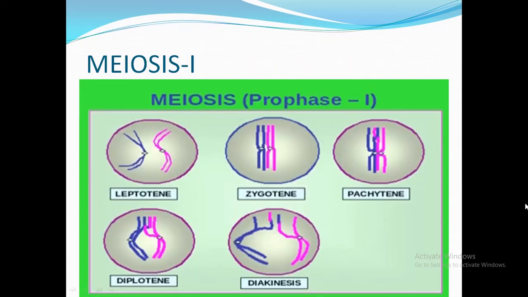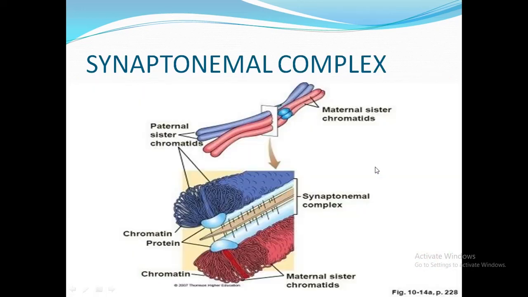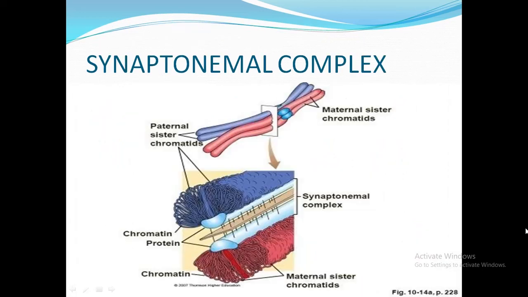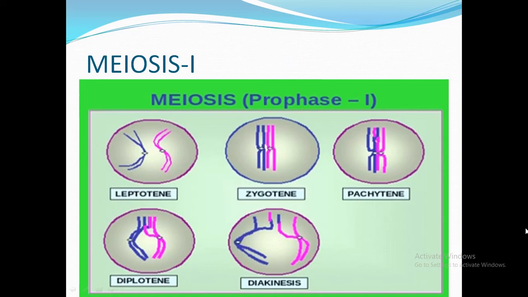Hope you understood this. Now let me explain once again. During pachytene, the paired chromosomes cross over each other and overlap each other. The non-sister chromatids of the homologous chromosomes cross over each other, and during crossing over, parts of the chromosomes containing genes are exchanged between maternal and paternal chromosomes. That is called recombination. And the point where the crossing over is occurring is called chiasma.